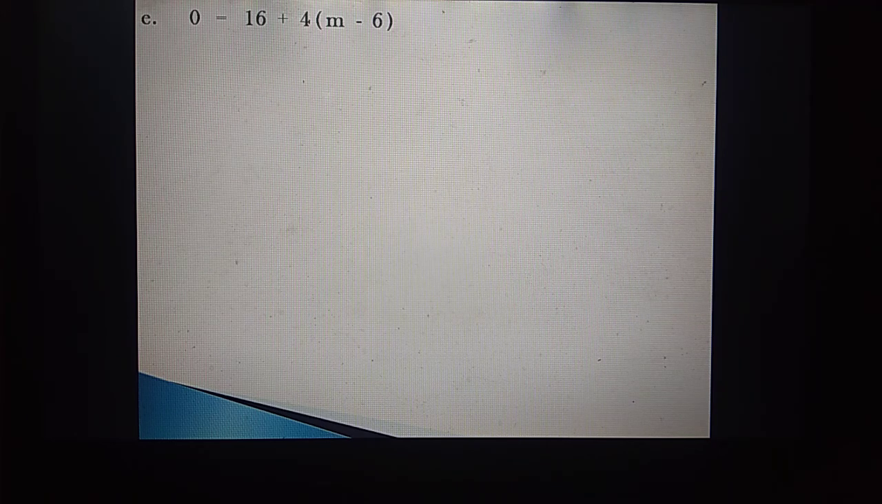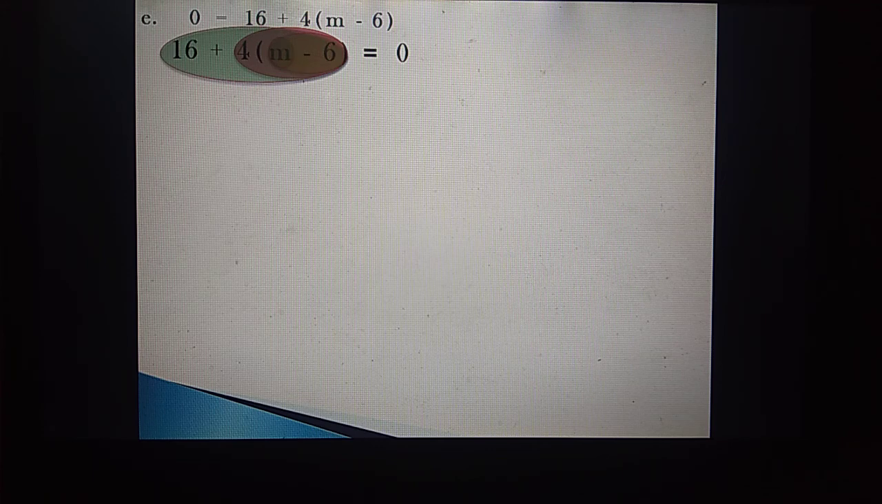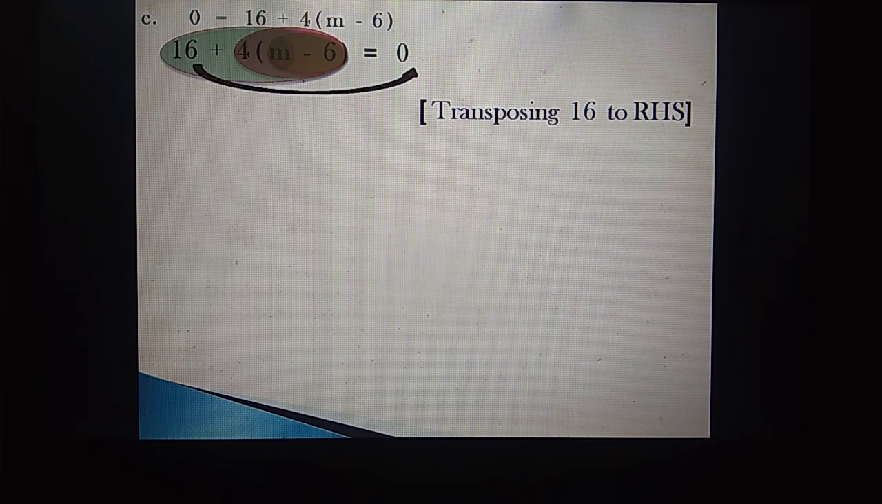Next. Again we can see the variable is on the left hand side. We can interchange the place of left and right hand side. Now we will highlight the outermost circle part. You will shift. Right now you are adding 16. Later you will subtract. So the part which is left is 4 in the bracket, m minus 6.